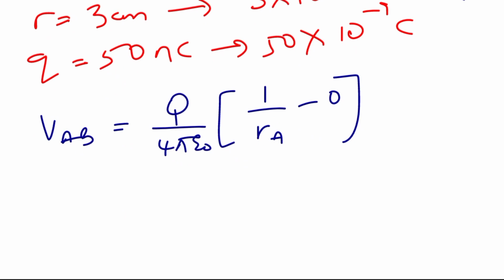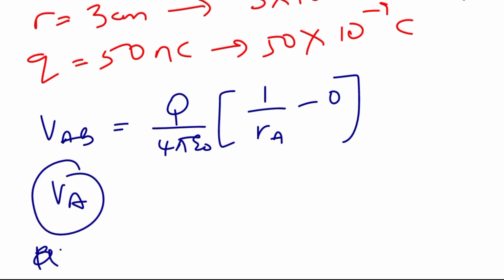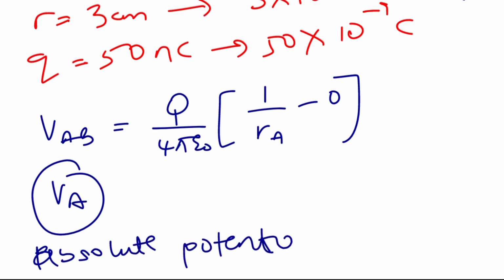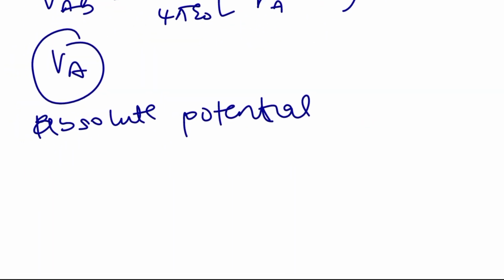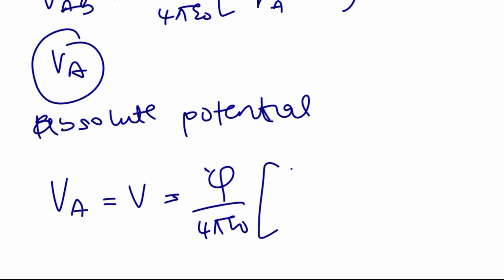But one more last thing we need to do here is that we don't say VAB because we have eliminated B from the equation. So we end up having VA, which is the absolute potential, and that's what we are asked to look for. So what we need to do here is just take the formula and say VA, or we just name it V because it is just 1. V equals Q over 4 pi epsilon naught times 1 over RA.